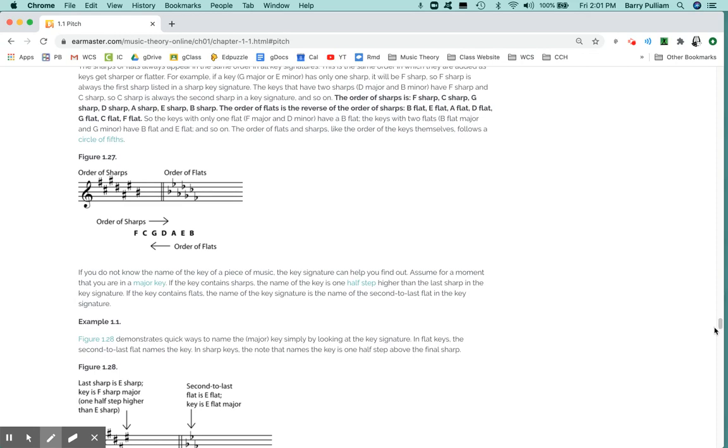There's an order of flats and an order of sharps, and they go opposite each other. I don't want you to have to worry about that right now. It will make more sense after you understand what a major scale is, and there is a formula to how that happens. So we're not going to worry about the order of flats and sharps right now.